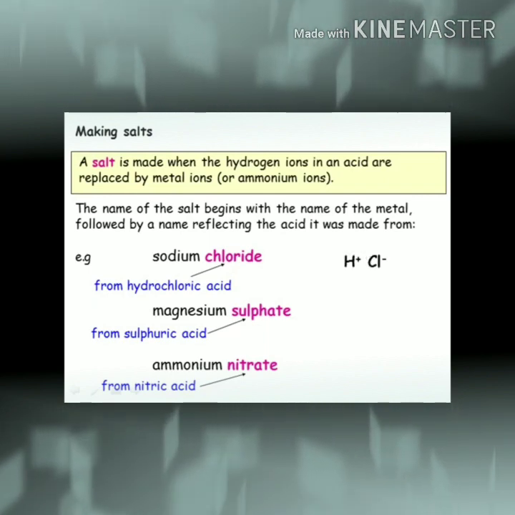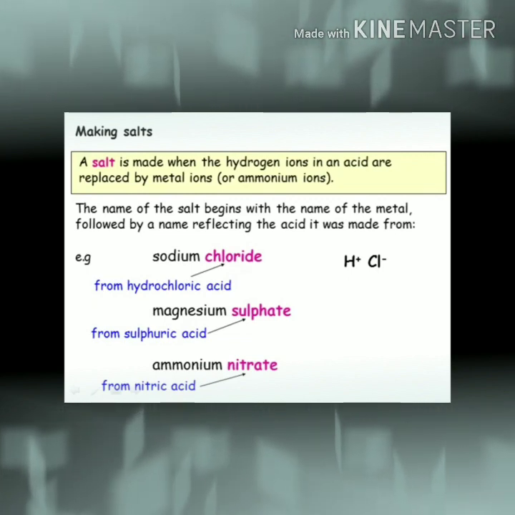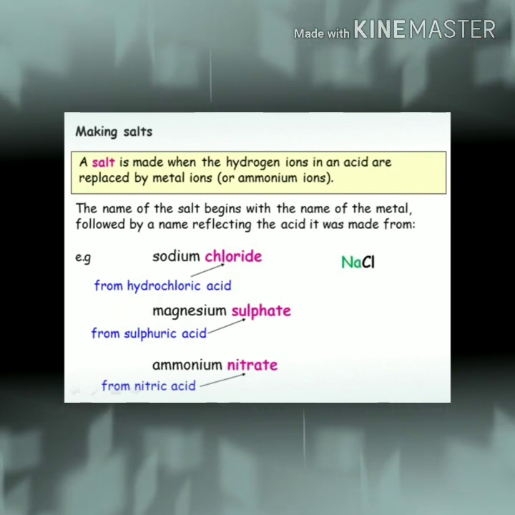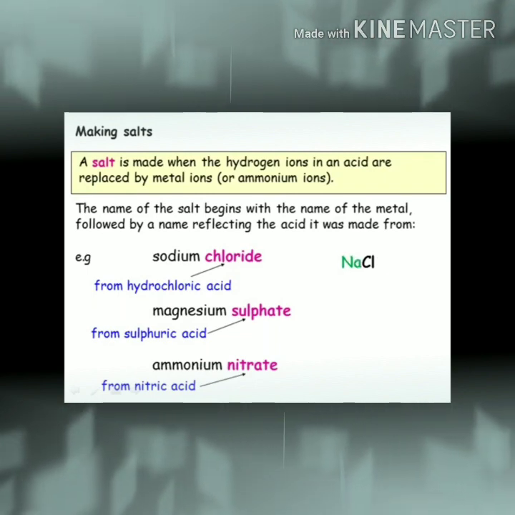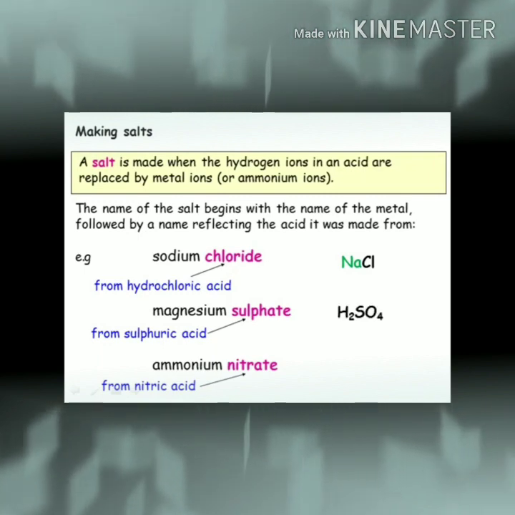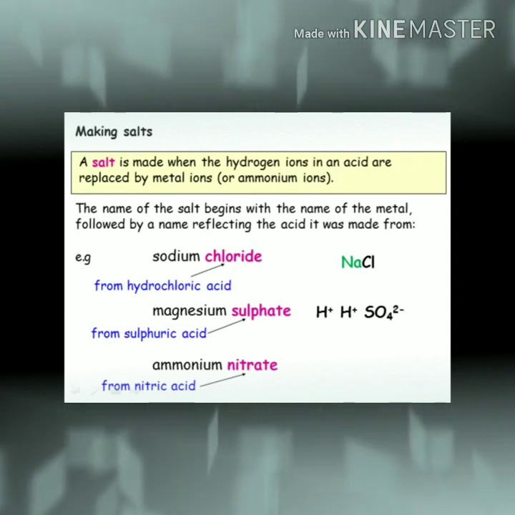Now take a look here at hydrochloric acid. When it is divided into two different ions, this hydrogen ion is actually replaced by the metal sodium. In a similar way you could see magnesium sulfate from the acid sulfuric acid here, and this will be dissociated into two different ions, as we have two hydrogen ions.